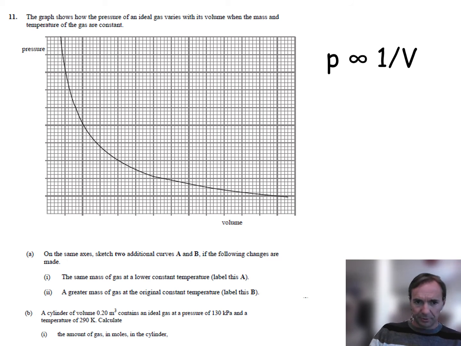So a cylinder of volume that much contains ideal gas at pressure that much, in kilopascals. Temperature of 290 Kelvin, no need for any conversion there, it's been given in Kelvin. And the amount of gas in moles in the cylinder. So get your calculator out, PV equals nRT. R, by the way, is 8.31. You should have your formula sheet in front of you all the time for these ones. And you should be able to calculate the gas.